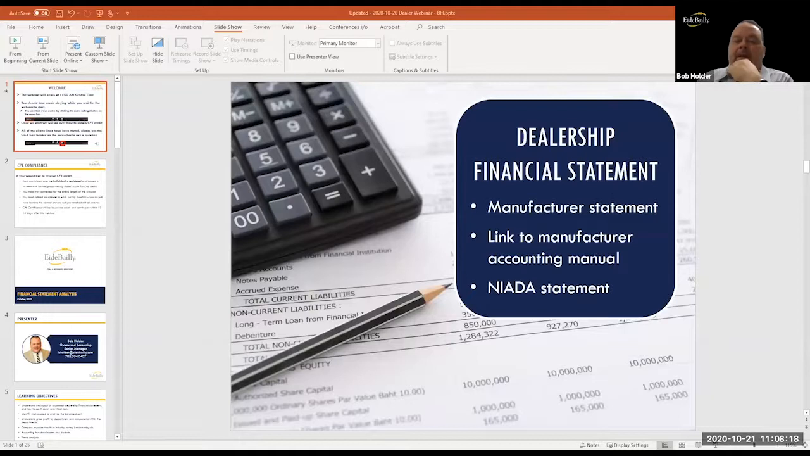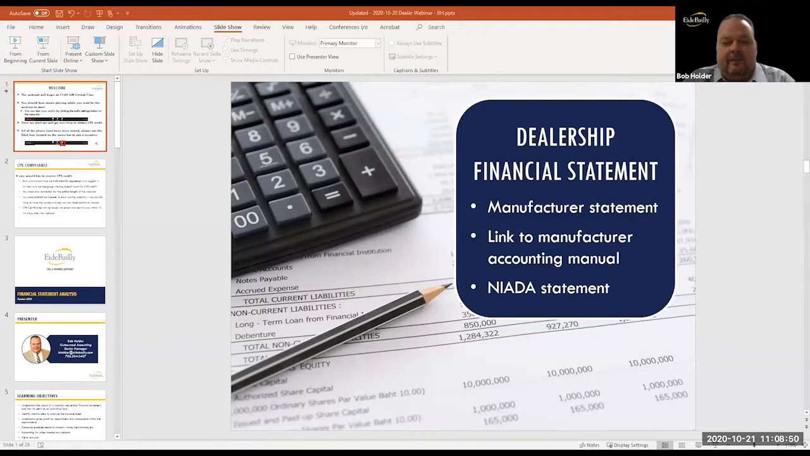Okay, so the dealership manufacturer statement, as you know, we're going to use a General Motors statement today. We're going to analyze that one because, for one, I think it's the best. I'm also mostly familiar with that statement, but I really do think it's probably the easiest and best to read. And on the GM statement, you can actually click on the account and it'll take you to the General Motors accounting manual. Didn't know if you knew that.